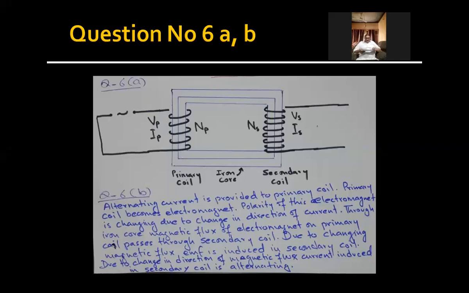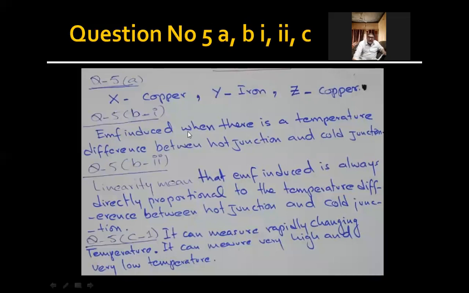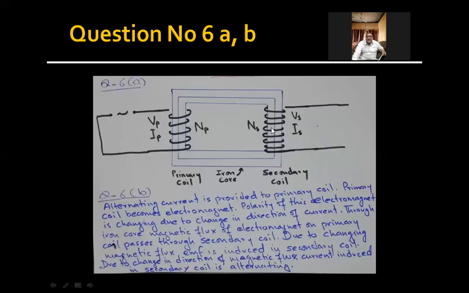So when there is a changing magnetic flux passing through the secondary coil, EMF is induced in it. When the magnetic lines are going in this direction, the EMF induced here has a different direction. When the magnetic lines are going in this direction, then the EMF induced has a different direction. So you see, in the secondary coil, due to the changing magnetic flux passing through it, an EMF is induced, and that EMF is also alternating.